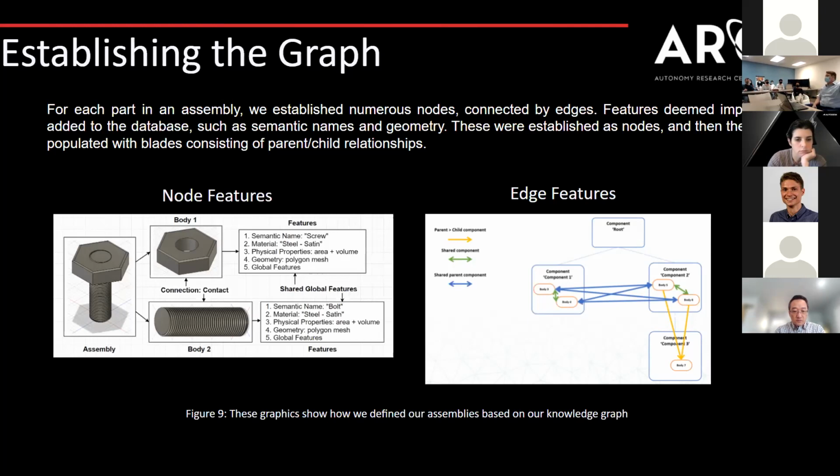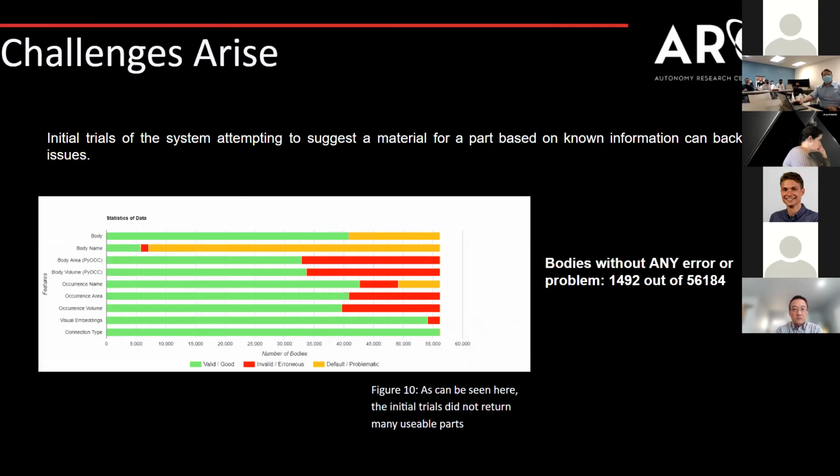And then we have the same thing for the second body, which holds. And when you look over on the other side for the edges, we have the parent-child relationship, shared components, and then the shared parent components. So this way you can see from the right, these two bolts are actually not just connected in one or two different ways, they're connected in various ways. And this is one of the most simple assemblies that we can actually use.